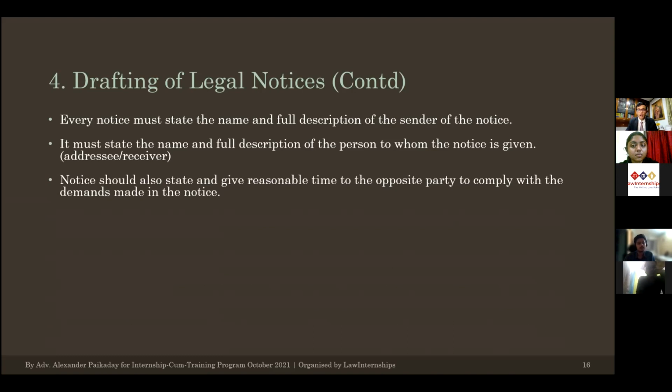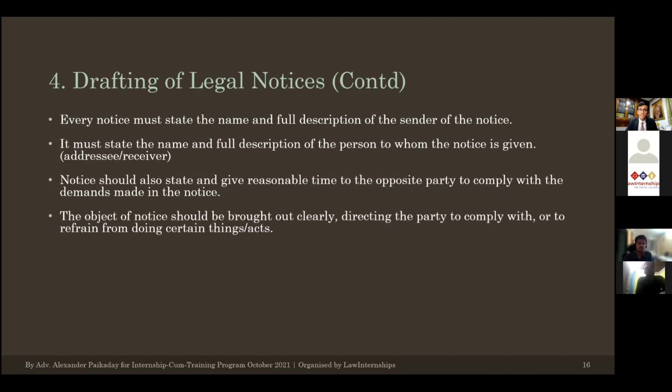Now, a notice should also give reasonable time to the opposite party to comply with the demands made in the notice. Certain notices, as told above, are statutory notices. Statutory notices require you to wait for two weeks, 30 days, or sometimes two months. So you should always give the opposite party reasonable time to comply or to give a reply.